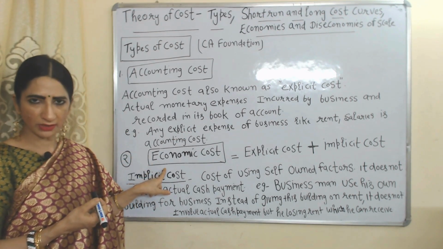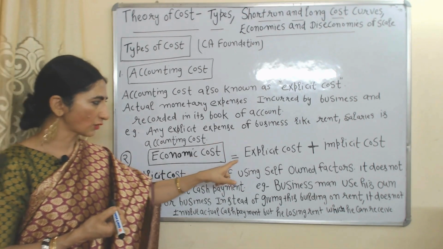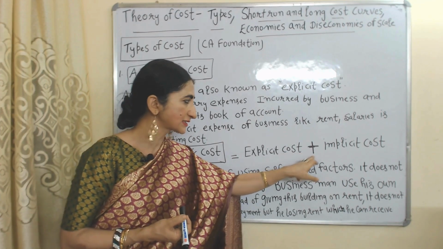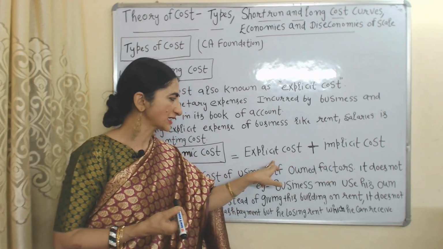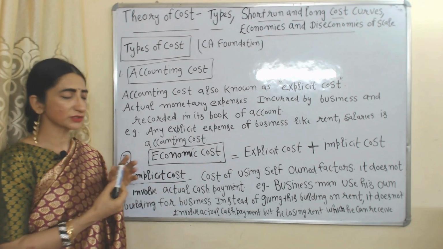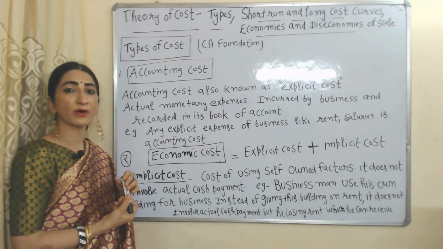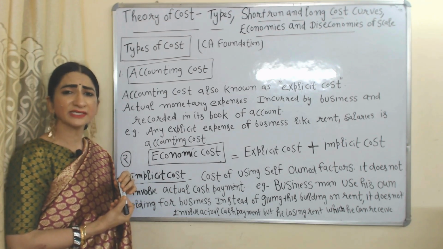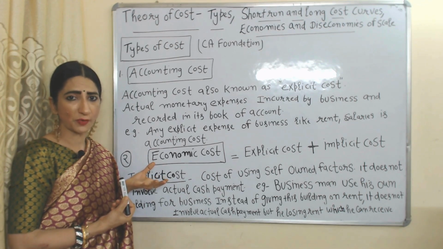Next is economic cost. Economic cost is equal to explicit cost plus implicit cost. Explicit cost is accounting cost. Implicit cost means cost of using self-owned factor. It doesn't involve actual cash payment.